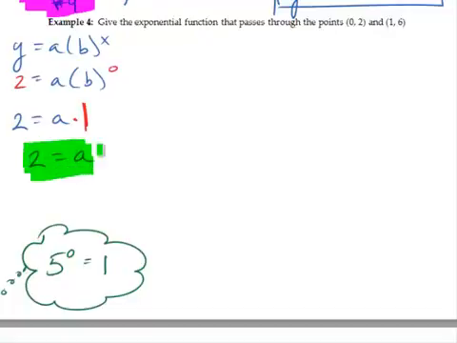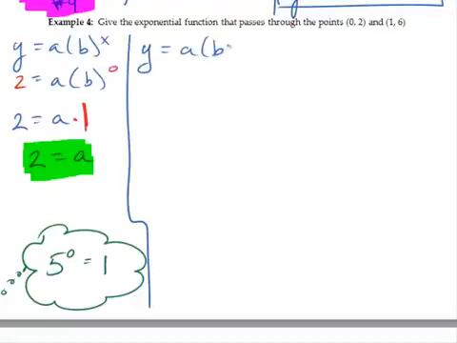So we actually got our a value a lot sooner than we're used to getting it, which is totally fine. We're not complaining. Let's do our next point. Y equals a times b to the x when we plug in 6 and 1. So 6 equals a times b to the 1. Again, anything to the first power is always itself. So this is 6 equals a times b. That 1 just goes away.